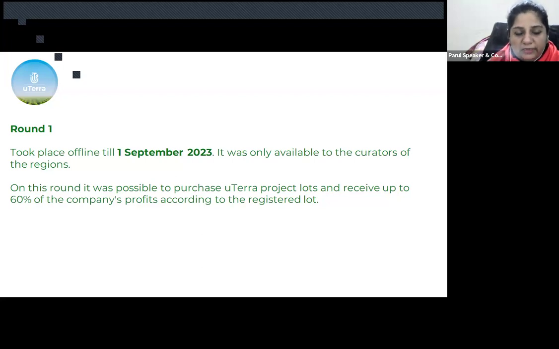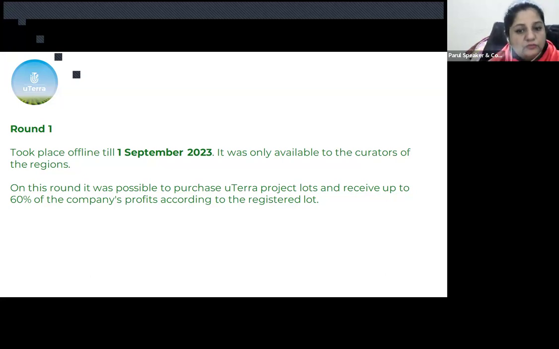Round one was started on 1st September 2023, and it was only available to the curators of the regions. Curators mean the responsible persons on behalf of SWC in the respective countries. So in India, the curator is Ms. Kat Jacobs, who does the regional meetings every month. My humble request, please attend these meetings because they are full of updates and authentic news.